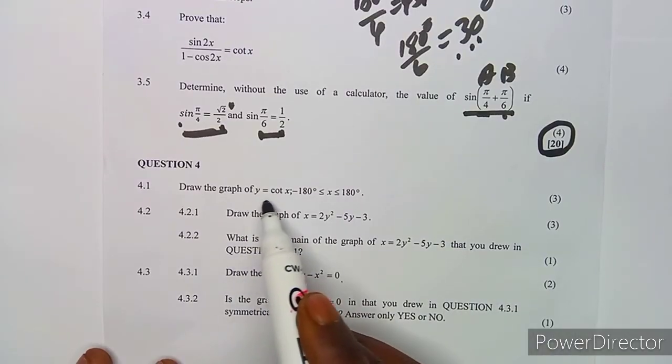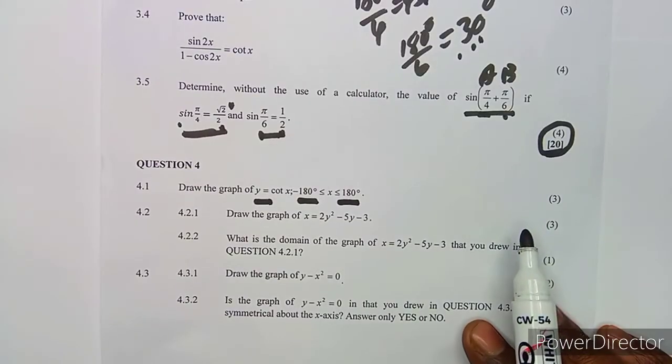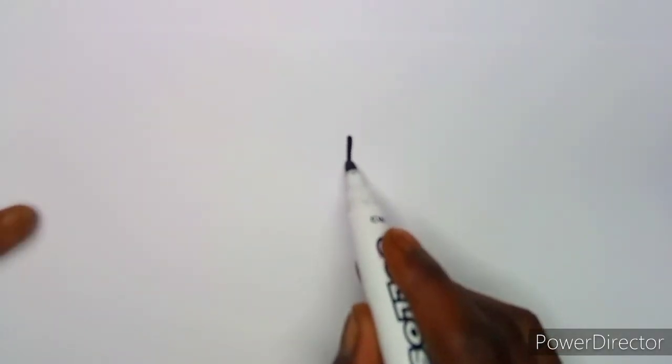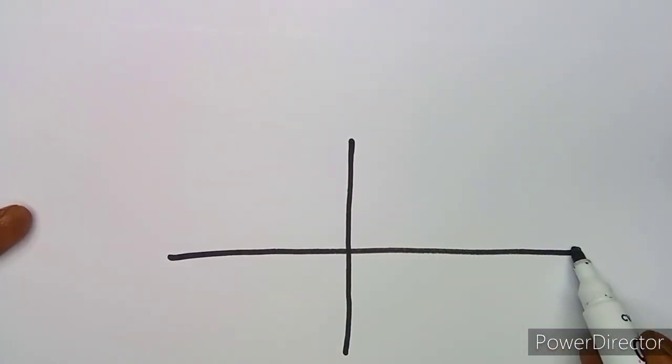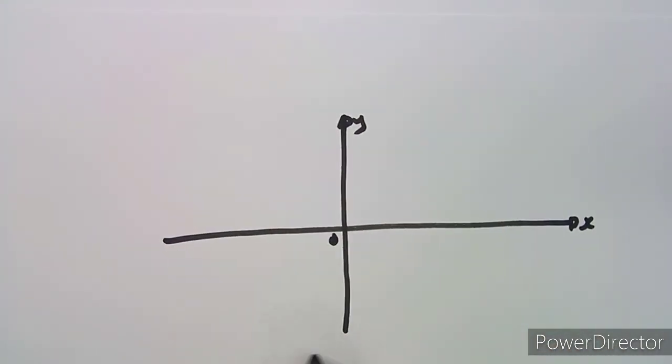Draw the graph of y is equal to cot x between -180 and 180. These types of graphs, guys, you are supposed to know how they look like. All right, so this is how the graph of cot looks like.